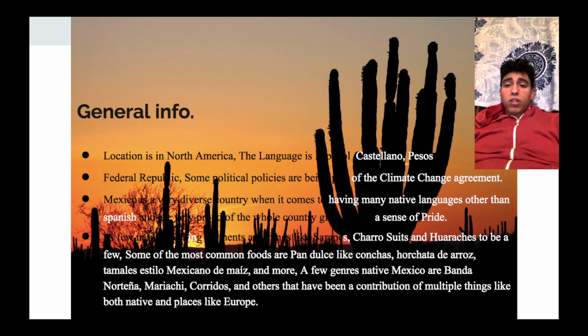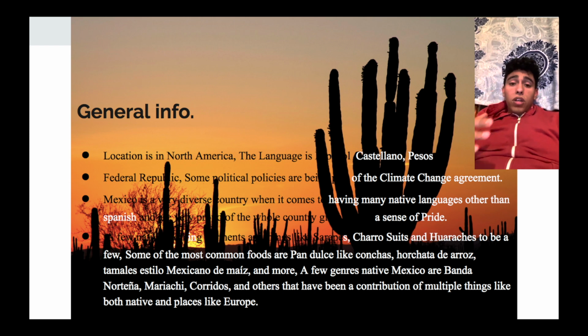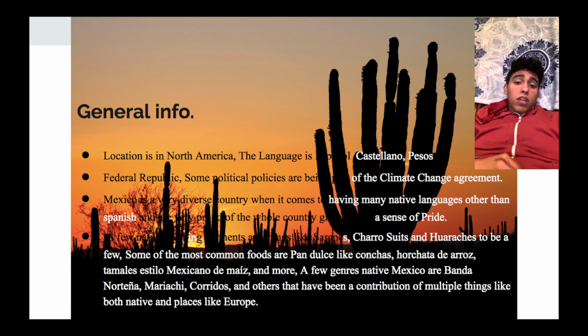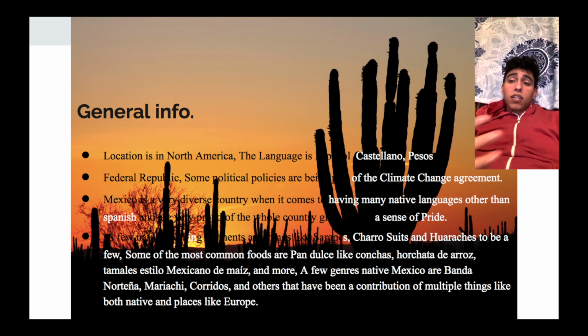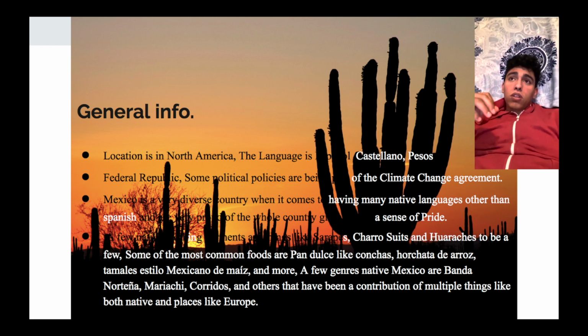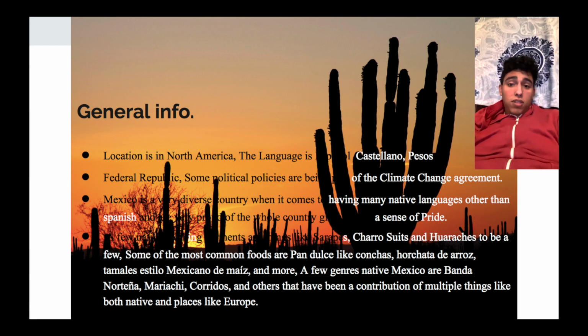First, let's move on to the general information. Location-wise, it is in North America, right under the United States. This country has a kind of zigzag form. The main language spoken is Español Castellano, with many other native languages like Quetzal, since Mexico was built through different native groups, and throughout the Spanish Inquisition, Spanish became its main language over time.